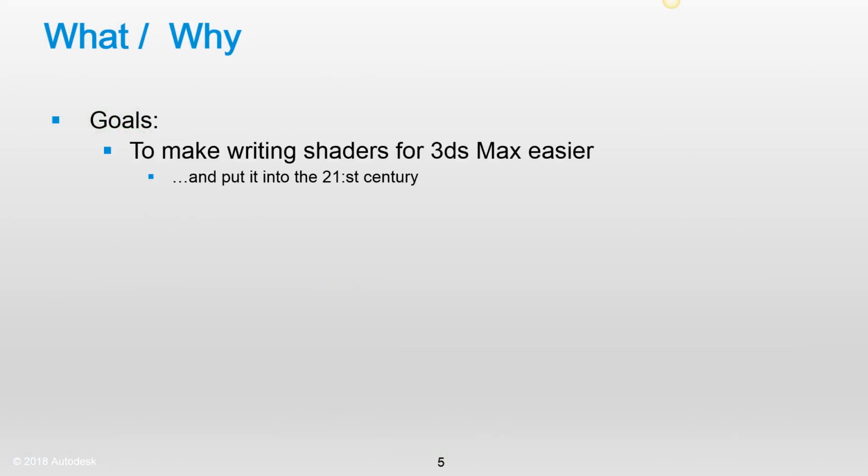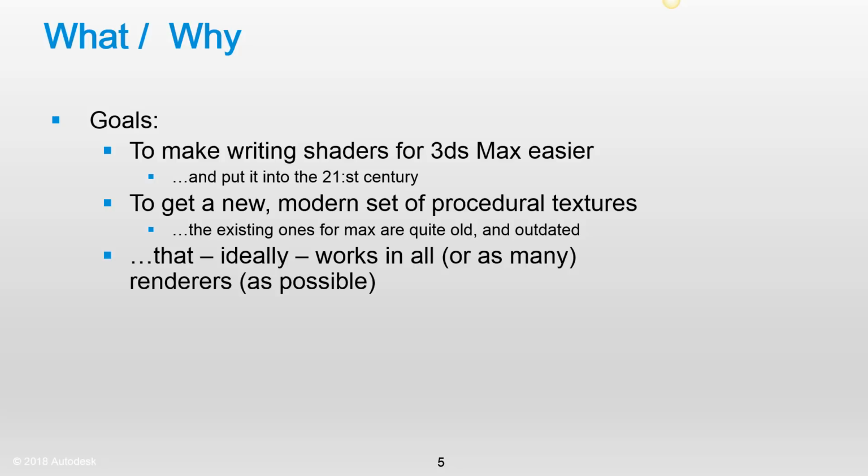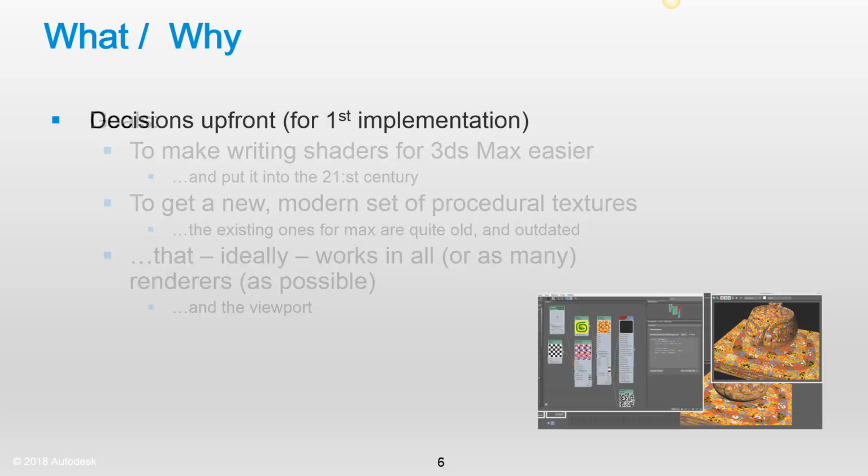So, we had some goals. We wanted to make writing shaders in Max much easier, put it kind of into the 21st century. We need to get a new modern set of procedural textures because the ones that exist from Max are quite outdated and old-fashioned and not as flexible as they could be. And we wanted it ideally to work in as many renderers as possible, and if possible in the viewport.